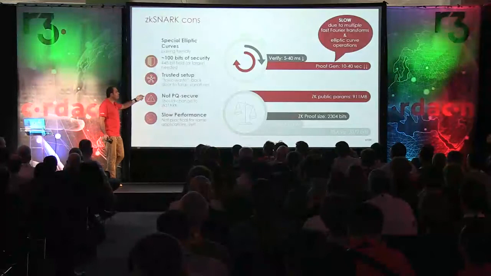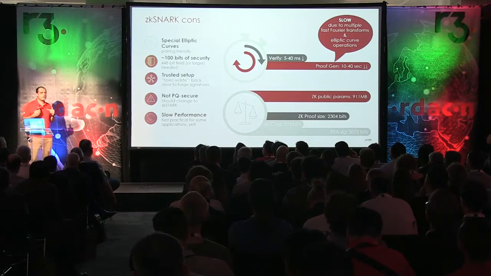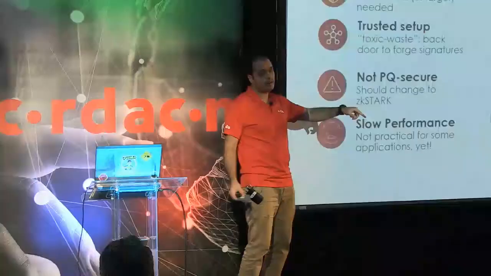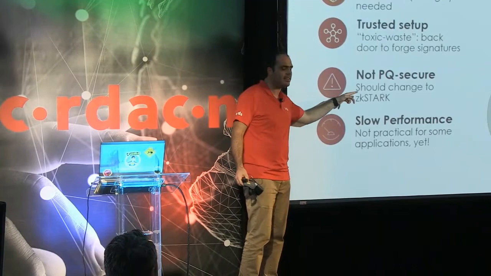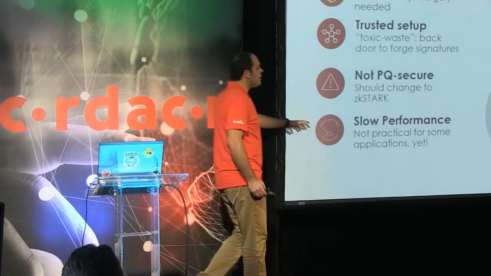The other thing is that ZK snarks are not post-quantum secure. Quantum computers are coming. We know it. We see the progress already. In the last years, it's going faster. And what we can do is just change to another snark, not snark now, called the ZK Stark protocol, which is not practical. The keys are huge, and there is low performance.